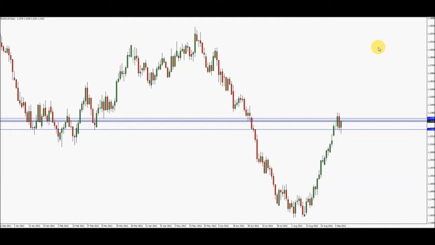So now we're going to look at supply and demand zones itself and how to mark them up on your chart and what to look for. I'm going to go through a few worded examples. First one is Euro Aussie dollar. We've got a daily chart here.